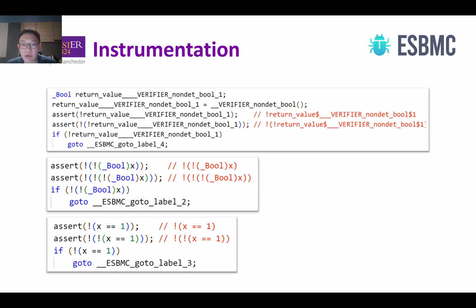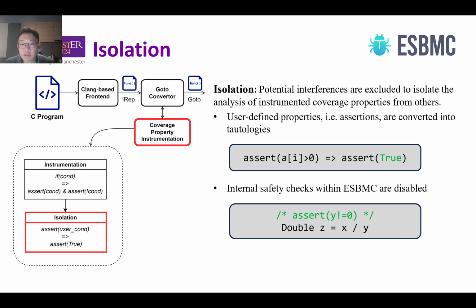Here is an example. That's how we do it. So before each if statement, we inserted two assertions back to the go-to program. Additionally, since we are focusing on coverage and verifying the instrumented assertion, all the assertions that are irrelevant need to be ruled out. This includes the user-defined assertion in the source code and the safety checks assertion added by ESBMC internally.